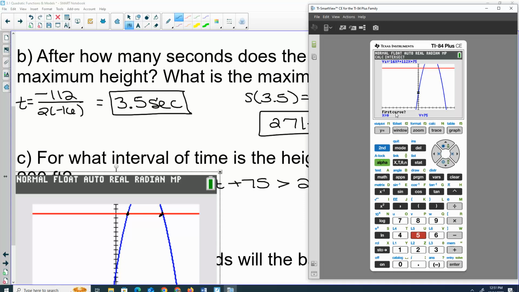Okay, then it's going to ask me questions. It says first curve, and at the top it's showing me it's on the parabola. Just hit enter. Second curve, it automatically jumps to my line. Just hit enter. The one that's important is guess. You have to tell it where to look. So just get close to the point you're trying to find and hit enter. Alright, and it should tell you about 1.39.